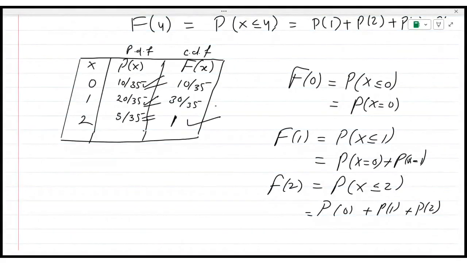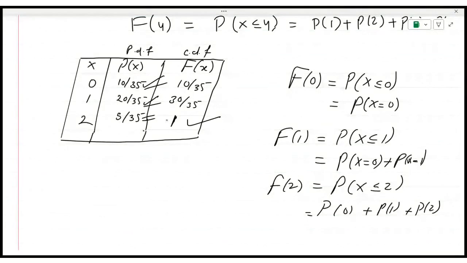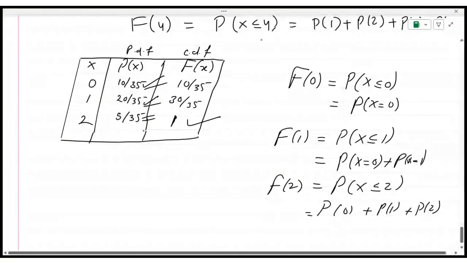Because what is the last number? The last number is actually the sum of all probabilities, and the sum of all probabilities is always 1. So therefore, the last value of the cumulative distribution function will always come out to be 1. Is this clear?